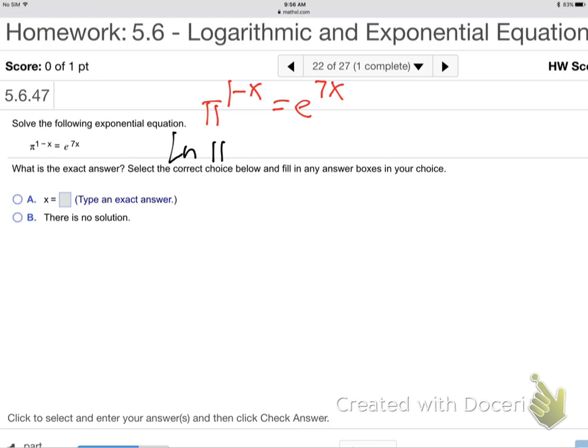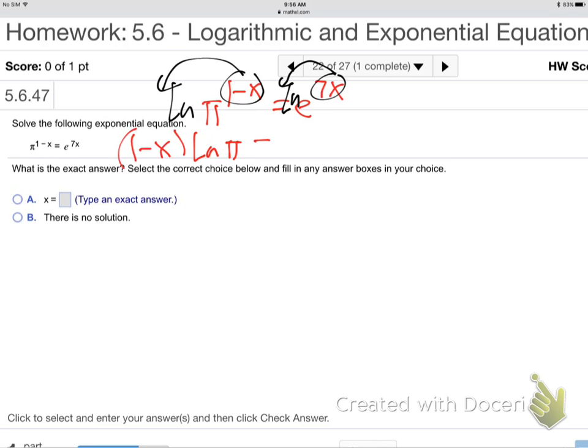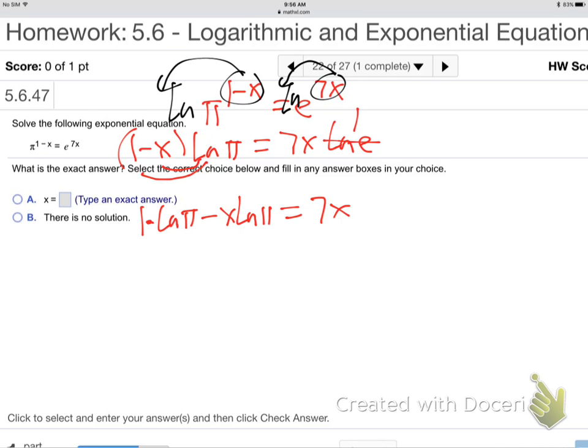So I'll just sneak an ln on both sides. And then the powers come down. And so we get ln pi times 1 minus x equals 7x ln e. Good on that first step. And what's ln e? That's just 1. Remember, they just cancel and they're just 1. So this is just 7x. The other side, ln pi is just a number. Just distribute it. So it's 1 times ln pi minus x ln pi. You good to there?